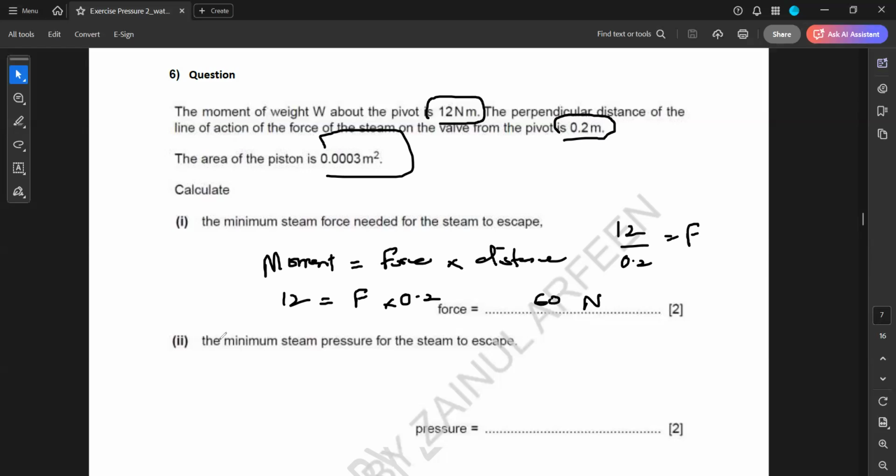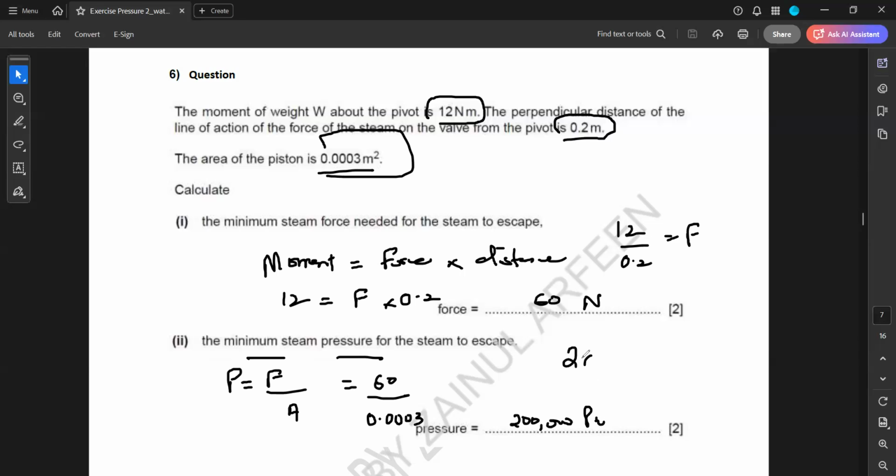Now we have the force, we need the pressure. So how do we work out the pressure? Pressure is force acting on unit area. The force is 60 and the cross-sectional area is given as 0.0003. So 60 divided by 0.0003 is 200,000 Pascal. Okay.